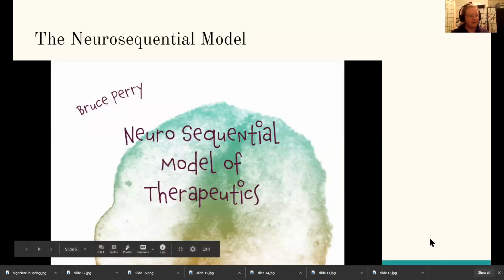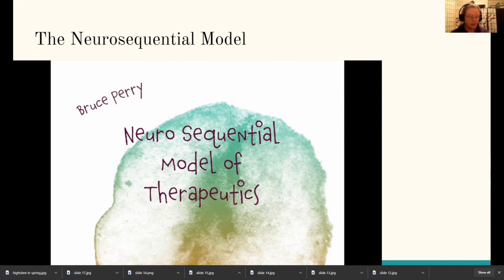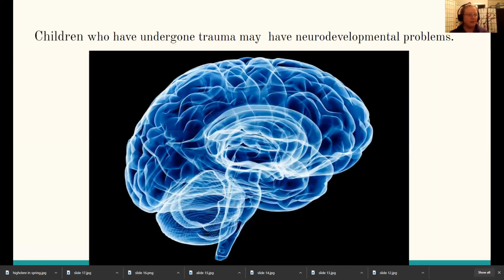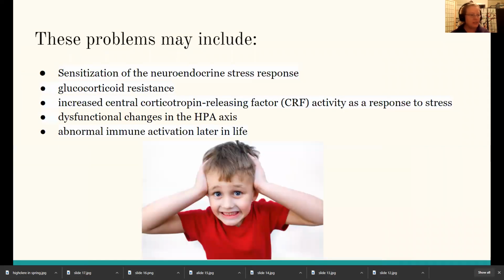So this is Katie Danielson, and this part of the presentation is about Dr. Bruce Perry's neurosequential model of therapeutics. Children who have undergone trauma may have neurodevelopmental problems of different types.